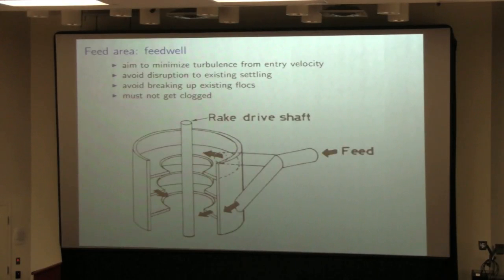There's a whole lot of interesting feed well designs. Like I said, many of them are proprietary and you can't really find drawings of them. But here's one design where the feed comes in and is split in half, and the halves are then forced against each other. One half of the feed comes in counterclockwise, the other half comes in clockwise, and they cancel each other out to dissipate the energy of the incoming feed. This is also a nice design because if you have some flocculants added into the feed, this mixing will actually mix your flocculants up as well.